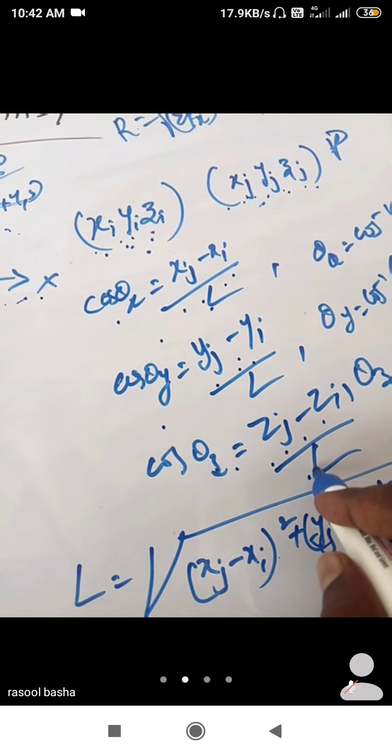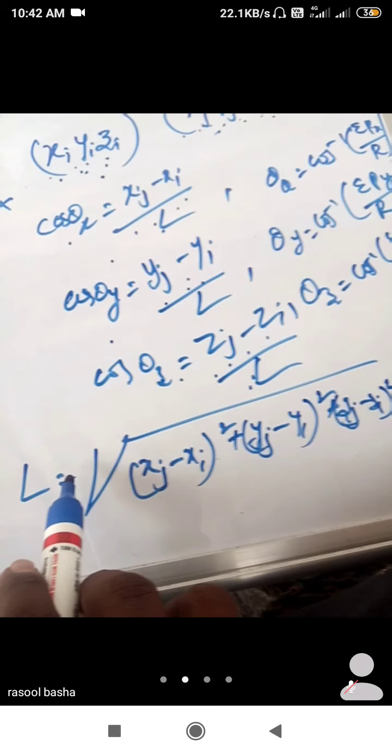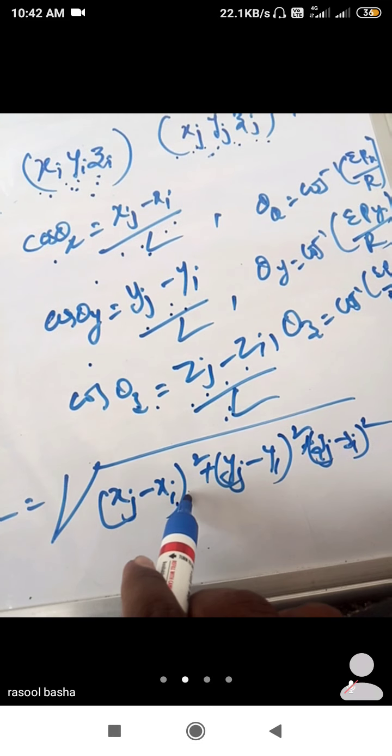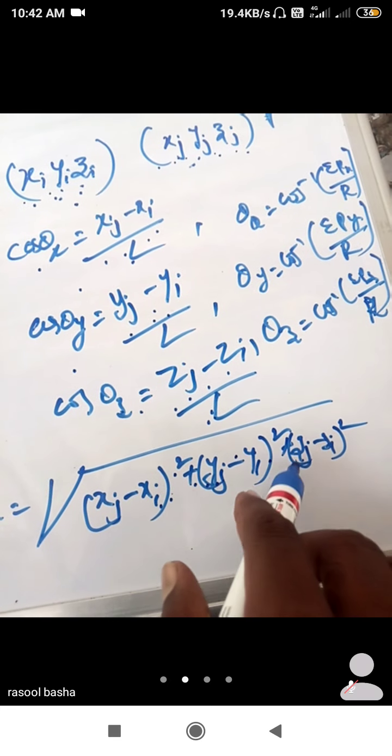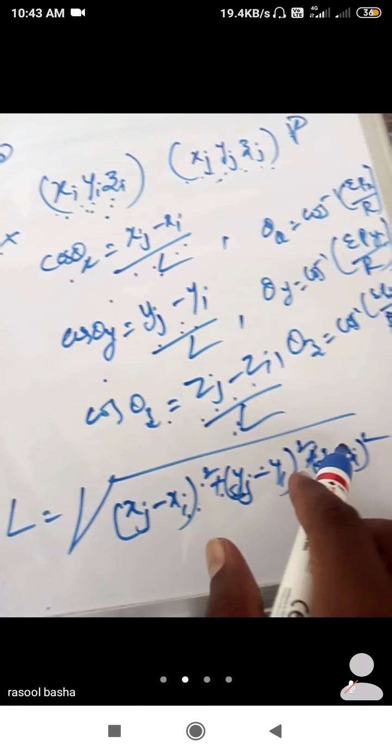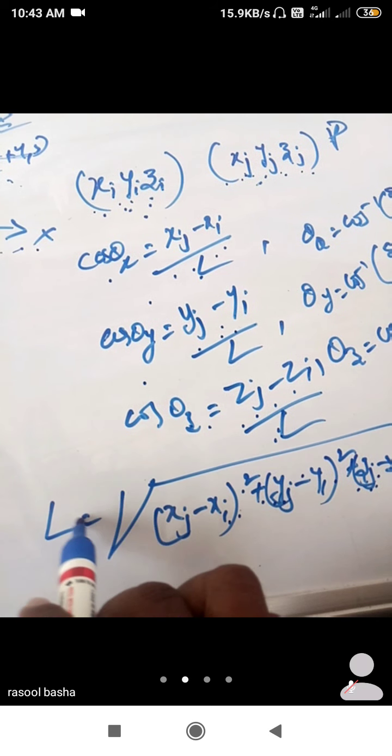What is the value of L? The formula for L is the root of xj minus xi whole square plus yj minus yi whole square plus zj minus zi whole square. This is the formula for the calculation of L.